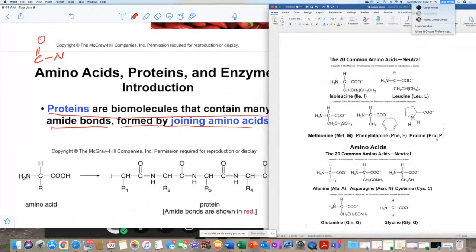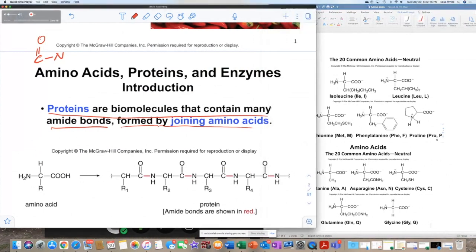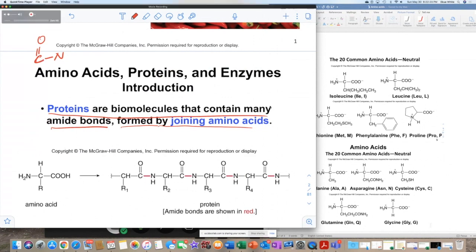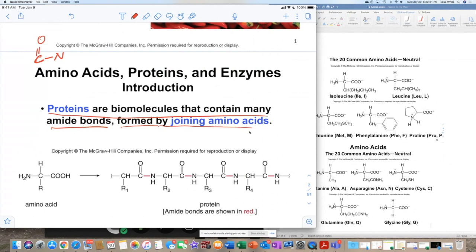Okay, proteins are biomolecules that contain many amide bonds formed by joining amino acids. And so remember the amide group, that was when you had the carbonyl attached to a nitrogen, and the carbon was the carbonyl carbon versus a regular carbon as we see in the amine group.